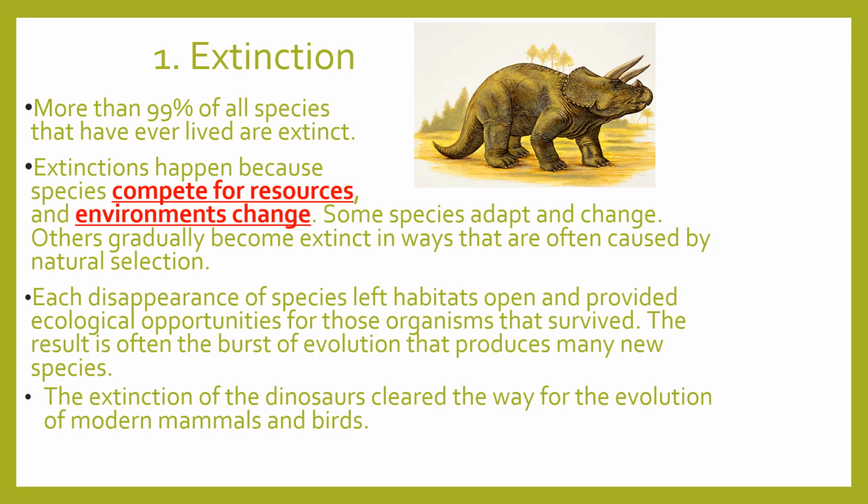More than 99% of all species that have ever lived are extinct. Extinctions happen because species compete for resources and environmental changes. Some species adapt and change, while others become extinct in ways that are often caused by natural selection. Now, the disappearance of species left habitats open and provided ecological opportunities for those organisms that survive. So, again, the result is the burst of evolution that produces many new species. For example, the extinction of the dinosaurs cleared the way for the evolution of modern mammals and birds.